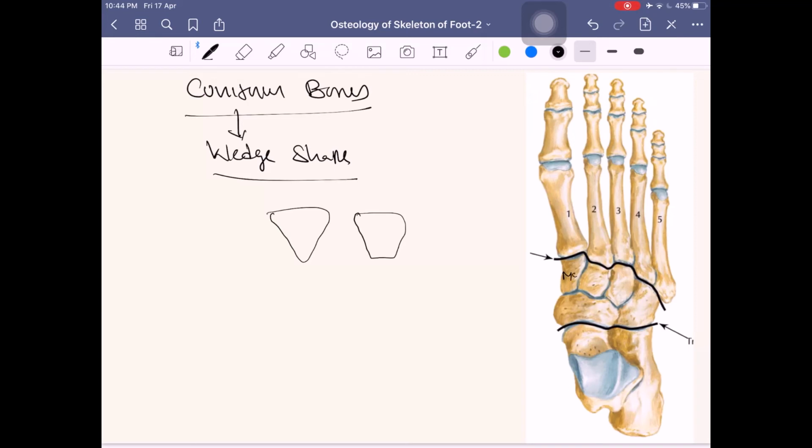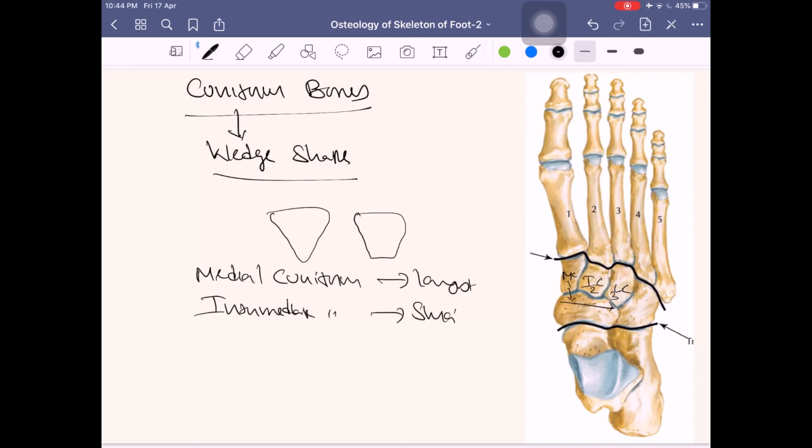You can see there are 3, from medial to lateral: medial cuneiform, intermediate cuneiform, and lateral cuneiform. These are 3 bones. They all are wedge shaped, and they are labeled from medial to lateral: first, second and third cuneiform. Now among all the 3 cuneiforms, the medial cuneiform is the largest. That is why we saw the facet for this on the navicular bone was the largest. Whereas your intermediate one is the smallest cuneiform. These are just the facts.